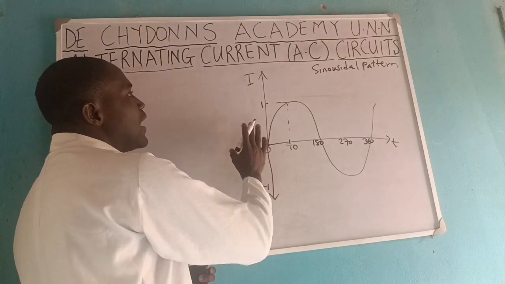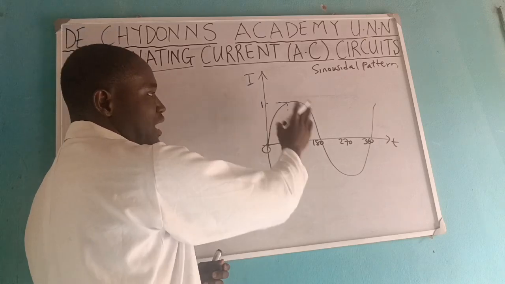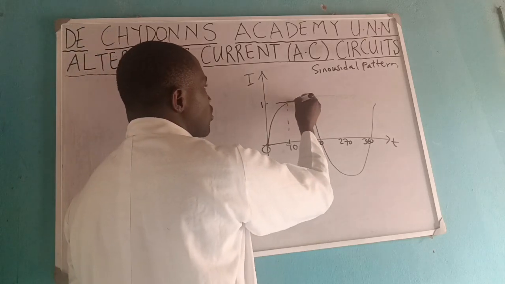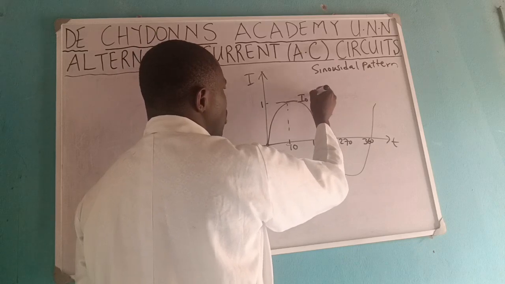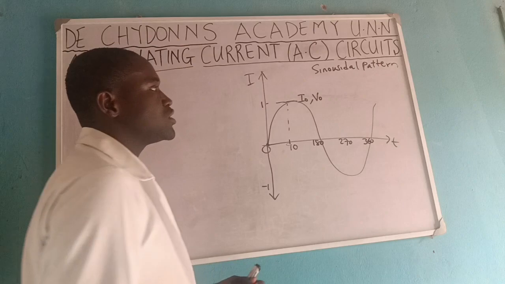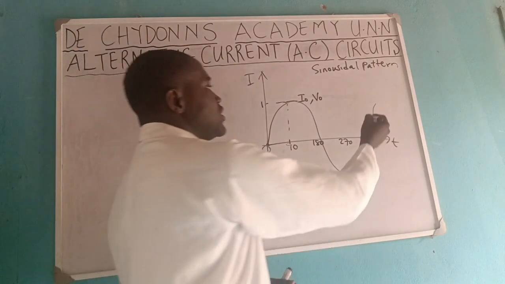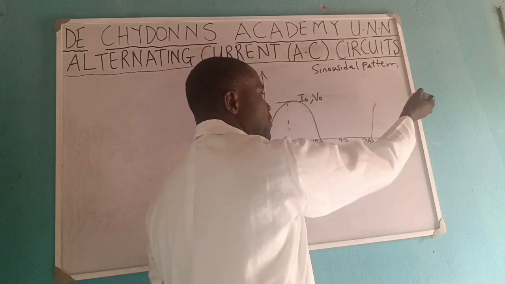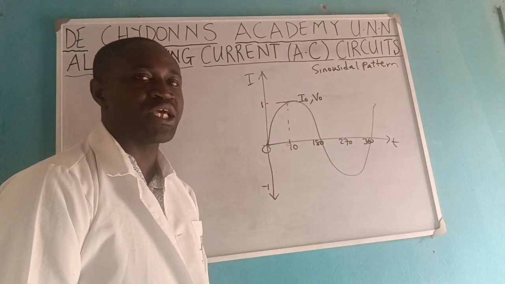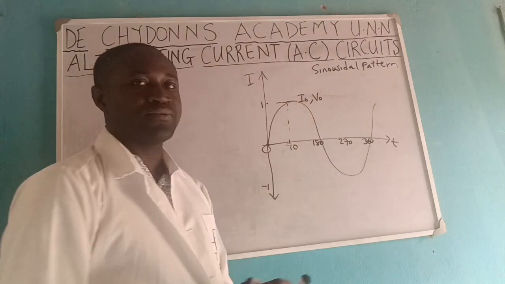Now, when a particular alternating current flows like this, this is what we call the peak current. And from that peak current, you get your peak voltage. It is the peak current that we use to get the peak voltage. So here will be your peak current or peak voltage. That is the maximum voltage or maximum current you can get. It is gotten at that point.